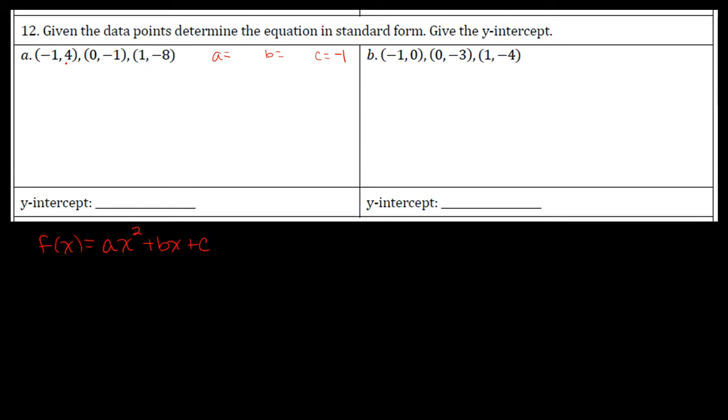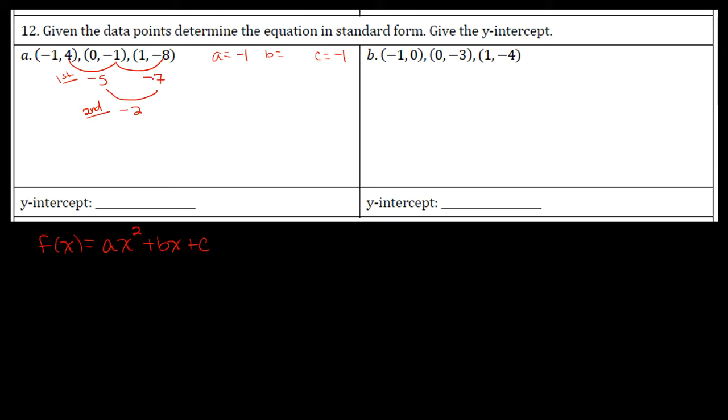To find my A value, we're going to find the first difference. From 4 to -1 is going down 5, and then from -1 to -8 is going down 7. So that's called the first difference. Now to find the second difference, from -5 to -7, that gives me going down 2. So that's my second difference. So your A value is the second difference divided by 2.